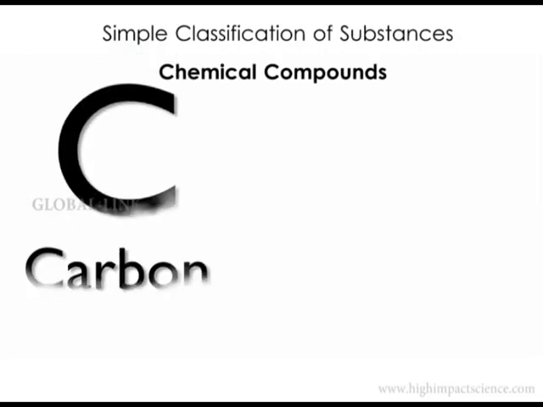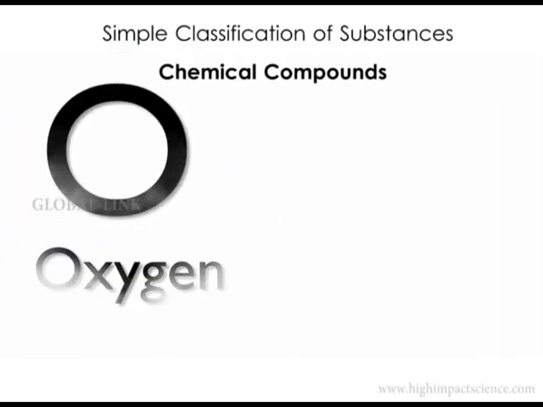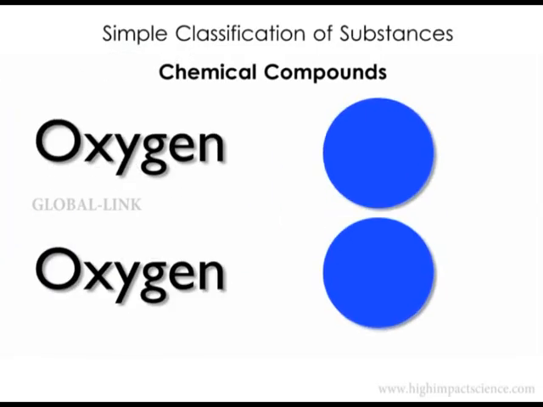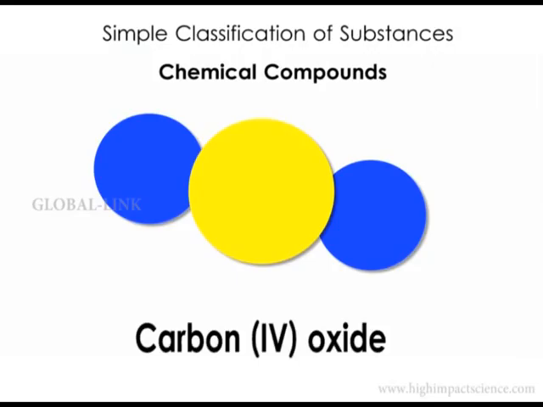Look at the element carbon, and let's have one atom of carbon. And next we get the element oxygen, and let's have two oxygen atoms. If we combine one carbon atom with two oxygen atoms, we get a compound called carbon(IV) oxide.